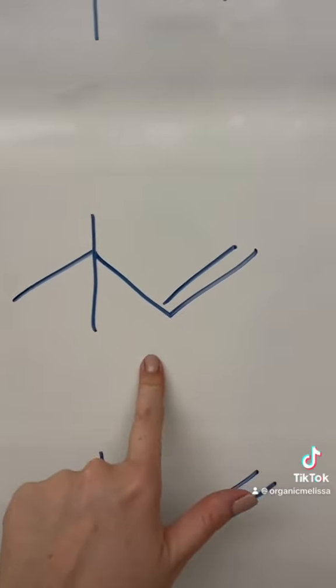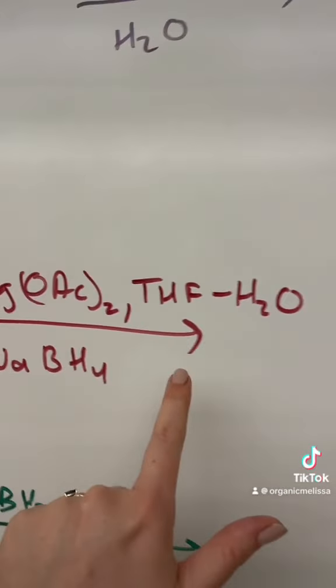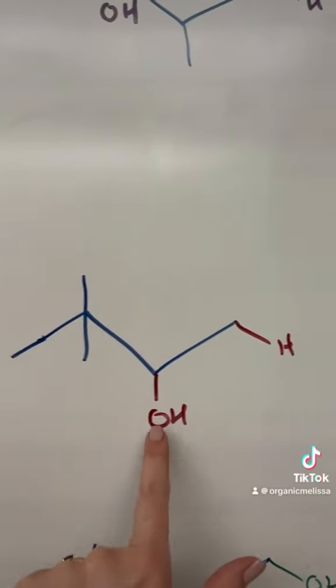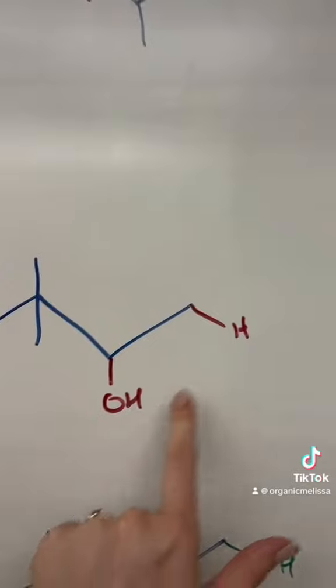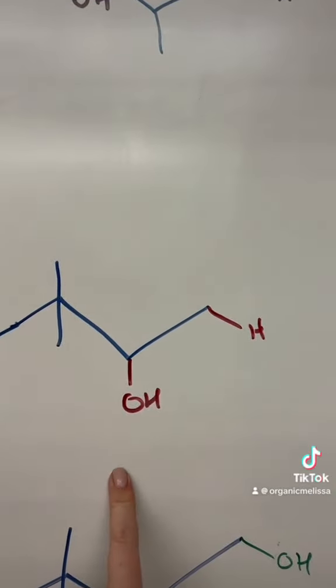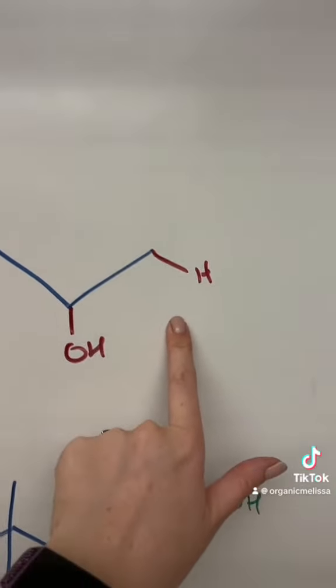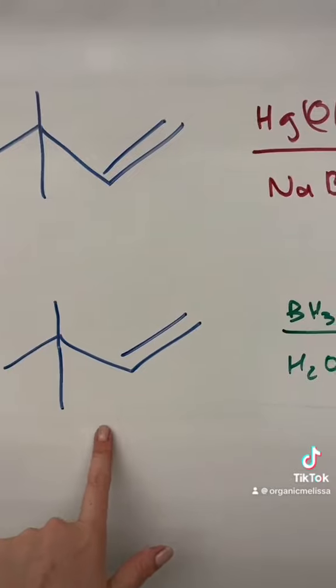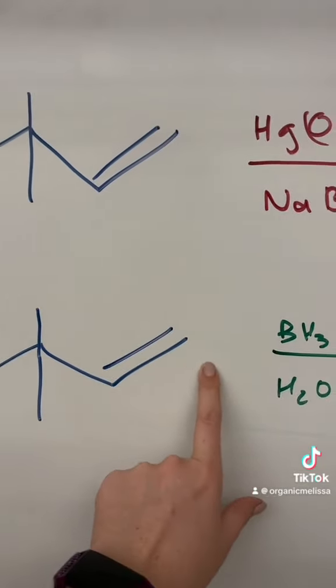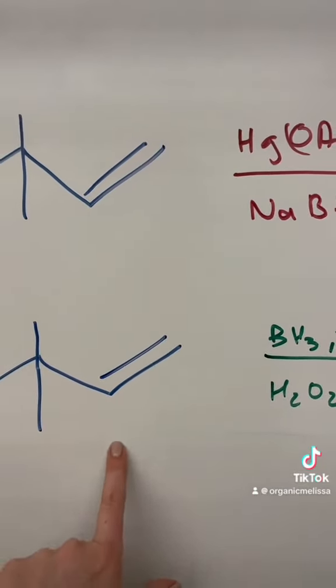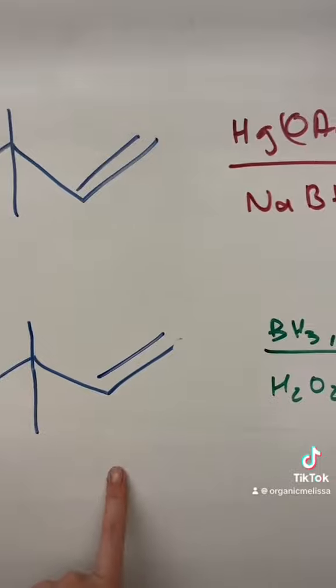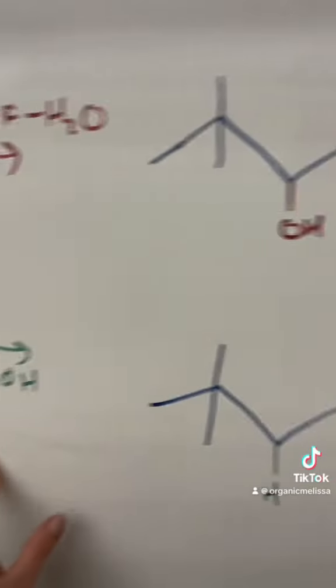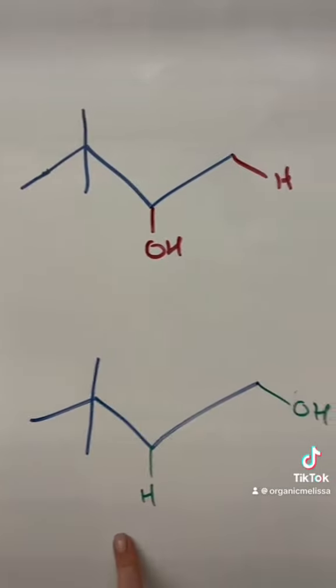So if we want to add according to Markovnikov's rule, we can use oxymercuration-demercuration and get alcohol added to one side and hydrogen to the other. Alcohol more substituted, hydrogen less substituted. If you want to add anti-Markovnikov's rule, the alcohol would be on the outside and the hydrogen on the inside. Alcohol less substituted, hydrogen more substituted. You can use hydroboration-oxidation to achieve that goal.